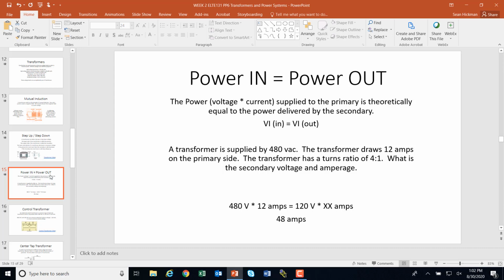So the power is the voltage times the current. So that's often referred to as power or watts or VI. VI you're going to hear a lot, which is voltage times current. So VI in has to equal VI out.